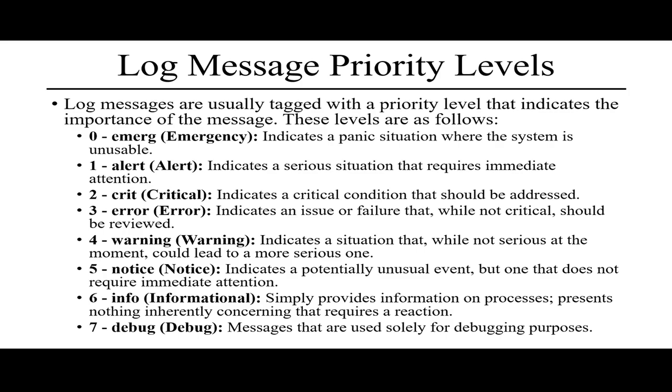Warnings are given for a situation that could be serious, or they aren't necessarily inherently serious themselves, but could lead to more serious ones down the road. A notice is typically a potentially unusual event, but not one that really requires your attention, or at least your immediate attention. Info or informational logs just provide information on processes, but they aren't necessarily important to read at times because they could just indicate that your system's working normally. They don't require in-depth study like ones indicating issues do. Then there are debug logs that could be used for debugging purposes. They can tell you more detailed information on how a system is running and what's going on.